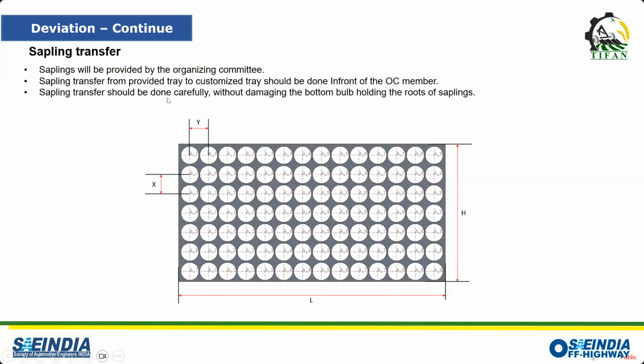While transferring the saplings, make sure any OC member is present in front of you so that you won't damage any of the saplings which we have provided, because the bulb with the sapling comes out very easily and it is very easy to transfer the sapling into your customized tray. Once you transfer the sapling, you can place that into the implement. So that is the deviation which we are providing. If you have any other question, you can ask your mentors, and we'll be circulating this document most probably early next week. So all the captains will get it in the mail.